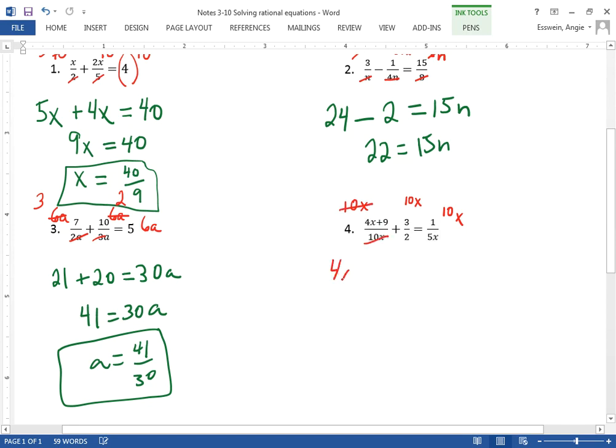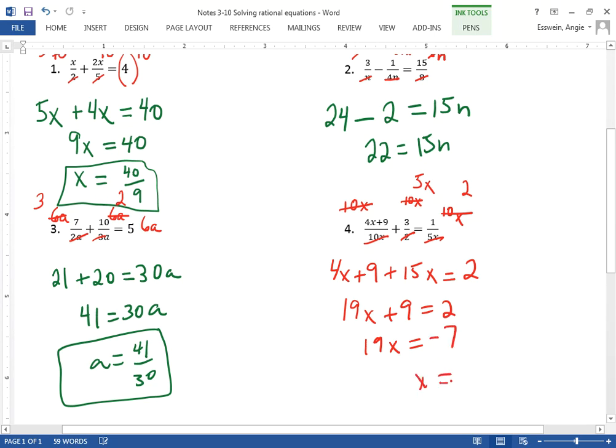So you're left with 4x plus 9 there. The 2 goes into 10x, 5 times. Oh, we still have 5x, yeah. So that's plus 15x. And the 5x goes into there twice, so we get 2. So you get 19x plus 9 equals 2. 19x equals negative 7, or x equals negative 7 over 19.